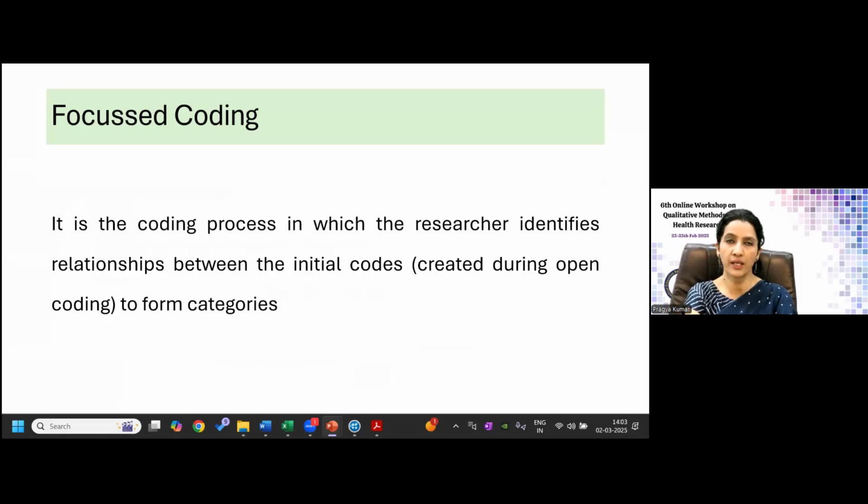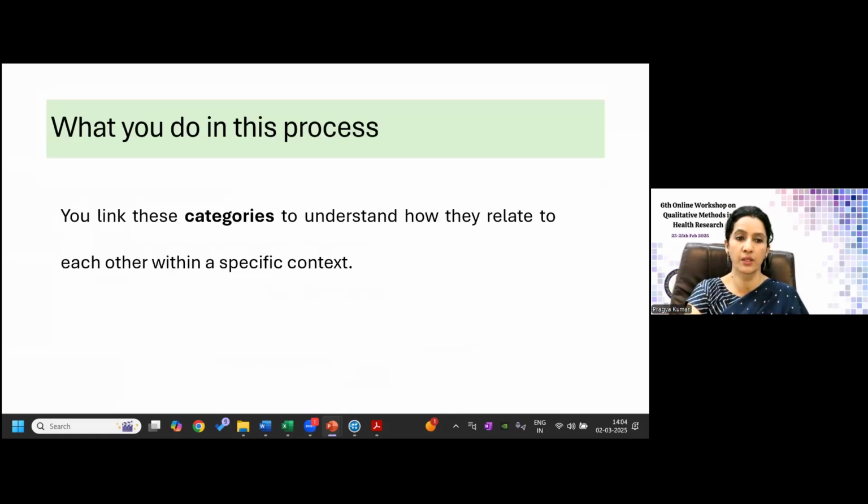So focus coding is a coding where the researcher identifies the relationship between the initial codes to form the category, the way we have seen when we start inductively. Because in grounded theory, you start inductively. So in the second cycle, when you form the categories from the codes, that is a type of focused coding.